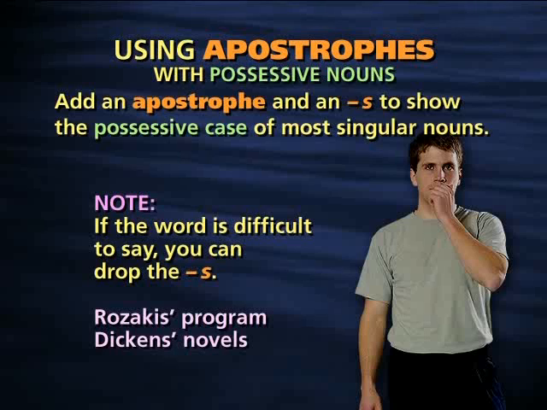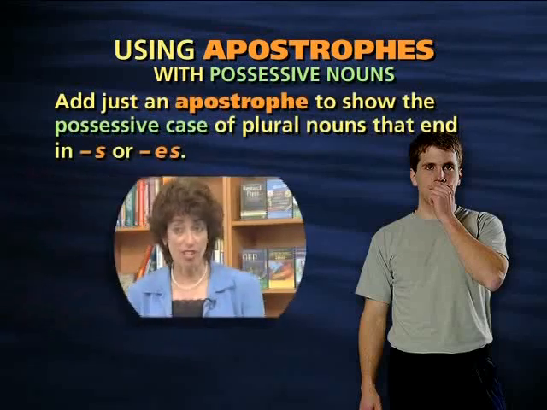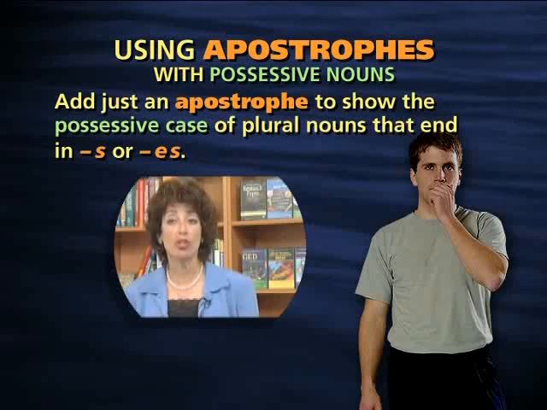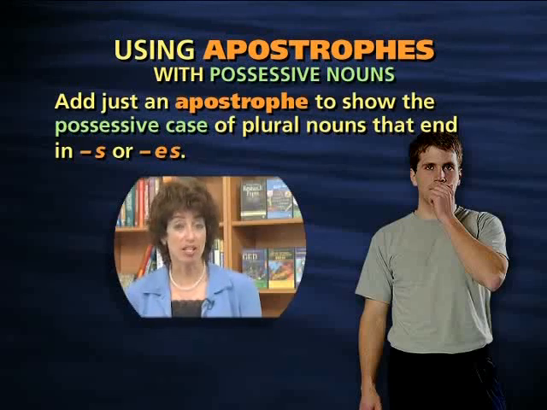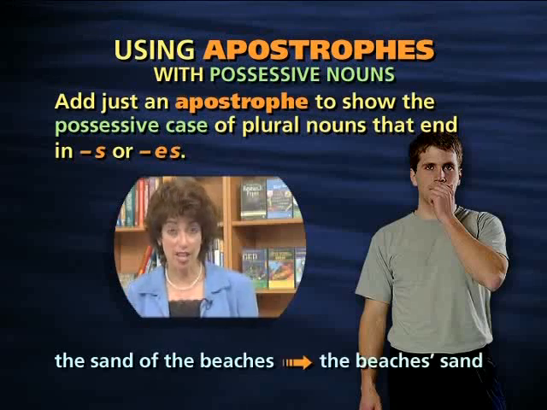If you're going to drop that final S with a word that ends in S, do it on all the words that end in S. Don't do it willy-nilly, because that's going to confuse your readers. Number 2, add just an apostrophe to show the possessive case of plural nouns that end in S or ES. So the sand of the beaches is the beaches' sand.